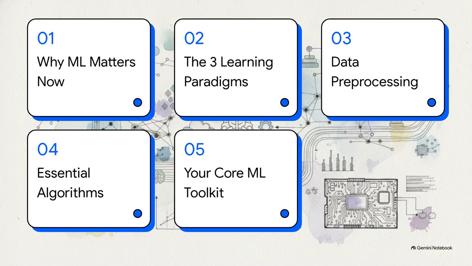Okay, so here's our roadmap for today's explainer. First, why ML matters now. Second, the 3 learning paradigms. Third, the data preprocessing reality. Fourth, essential algorithms for IT. And finally, number 5, your core ML toolkit. It's a straightforward, logical structure meant to respect your time and turn all that high-level theory into practical blueprints.